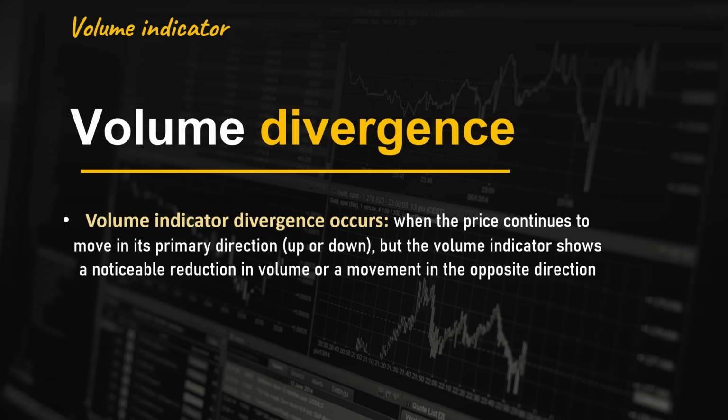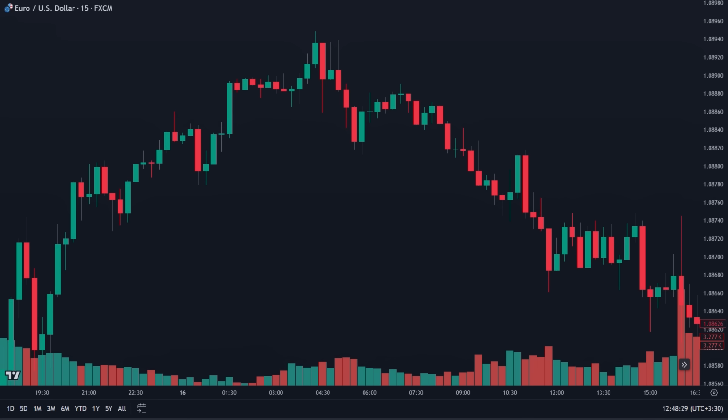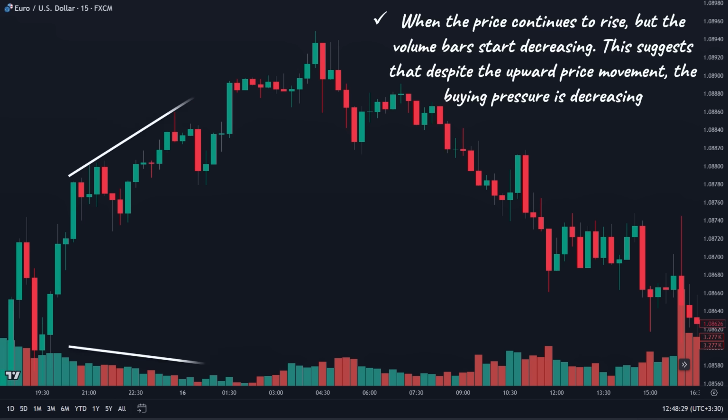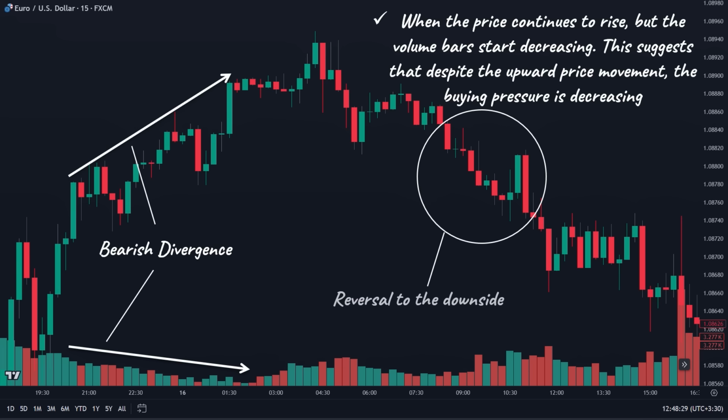signaling a reversal. In a bullish scenario, divergence occurs when the price continues to rise, but the volume bars start decreasing. This suggests that despite the upward price movement, the buying pressure is decreasing. This pattern indicates a potential bearish divergence and may signal an upcoming price pause or reversal to the downside.